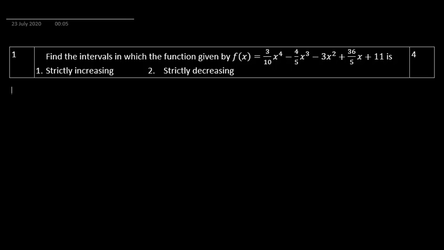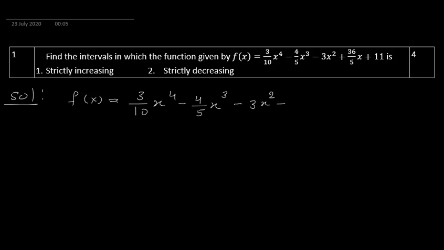What we will do, we will first write the given function. The given function is f x. f x equal to 3 upon 10 x power 4 minus 4 upon 5 x power 3 minus 3x square plus 36 upon 5 x plus 11.